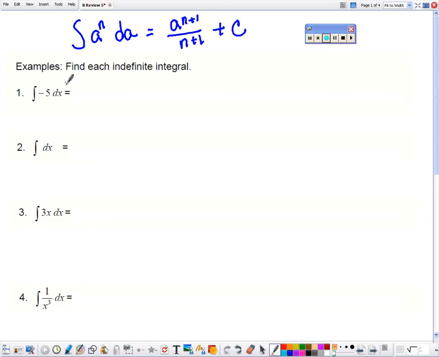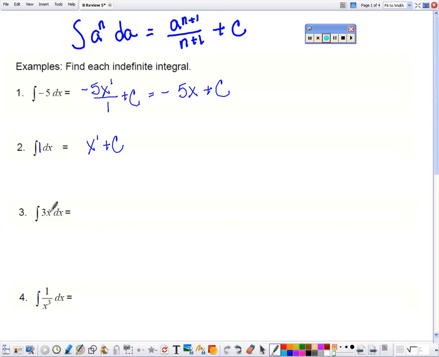So when I'm looking here at the integral of negative 5, that's going to give us negative 5 x to the 1 over 1 plus c. So we can just write that as negative 5x plus c. When there's nothing here, there's an invisible 1. So then this is going to be x to the first over 1 plus c.